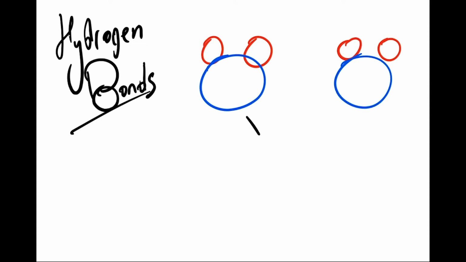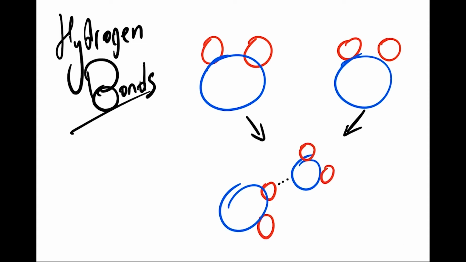A hydrogen bond is a non-covalent bond between 2 molecules resulting from an electrostatic attraction between a proton in one molecule and an electronegative atom in the other.